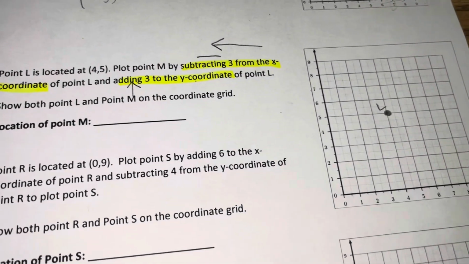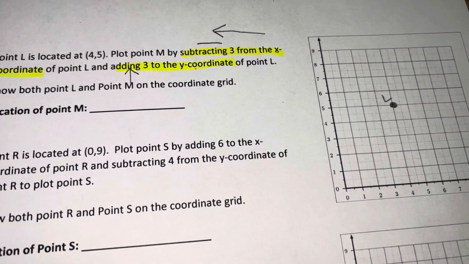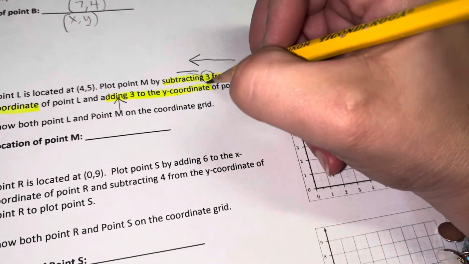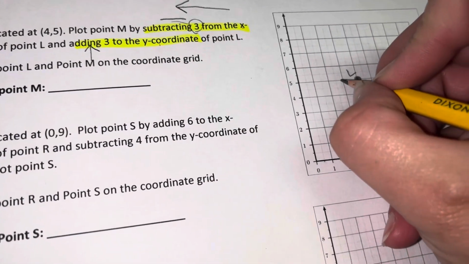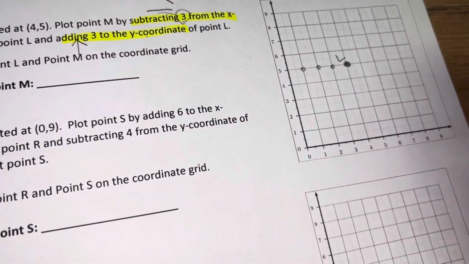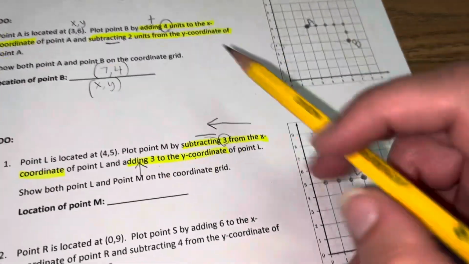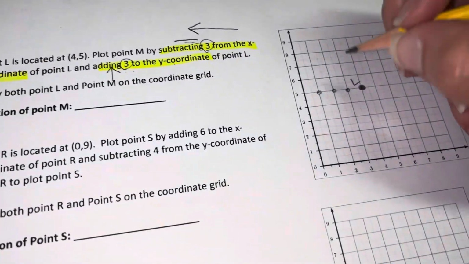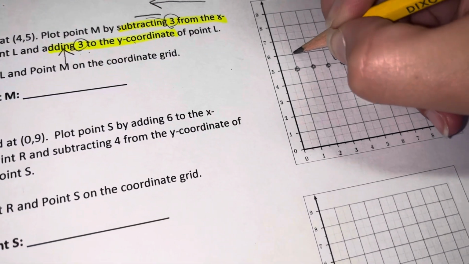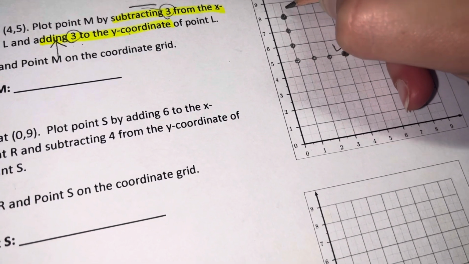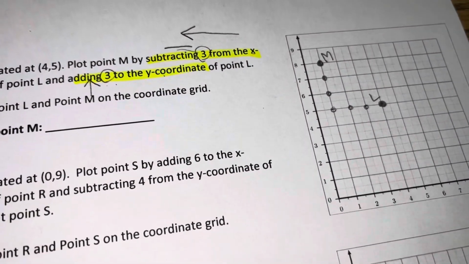They're asking me to plot point M by subtracting 3 from the x. And subtracting from the x, we said, was moving left. So I'm going to move left 3 times. So this is me moving left 1, 2, 3 times. They're also asking me to add to the y, and adding to the y was us going up, and they want me to go up 3 times. So I'm here. This would be me moving up once, up twice, up 3 times. And when I get there, I'm just putting an M.